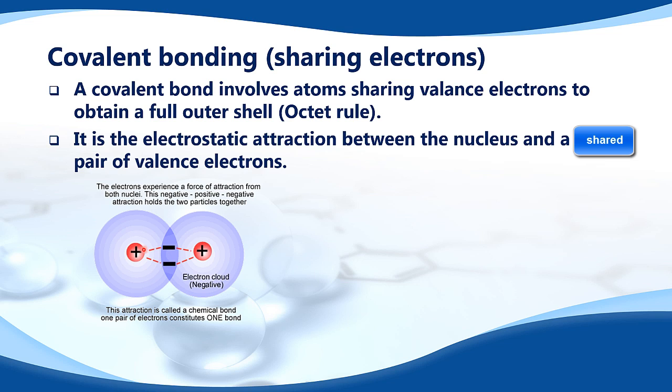So here you can see the nucleus is positively charged and you have the negatively charged electrons. This molecule here is sharing this pair of electrons, and the bond is formed between the positive nucleus and the negative electrons, and it holds this molecule together.